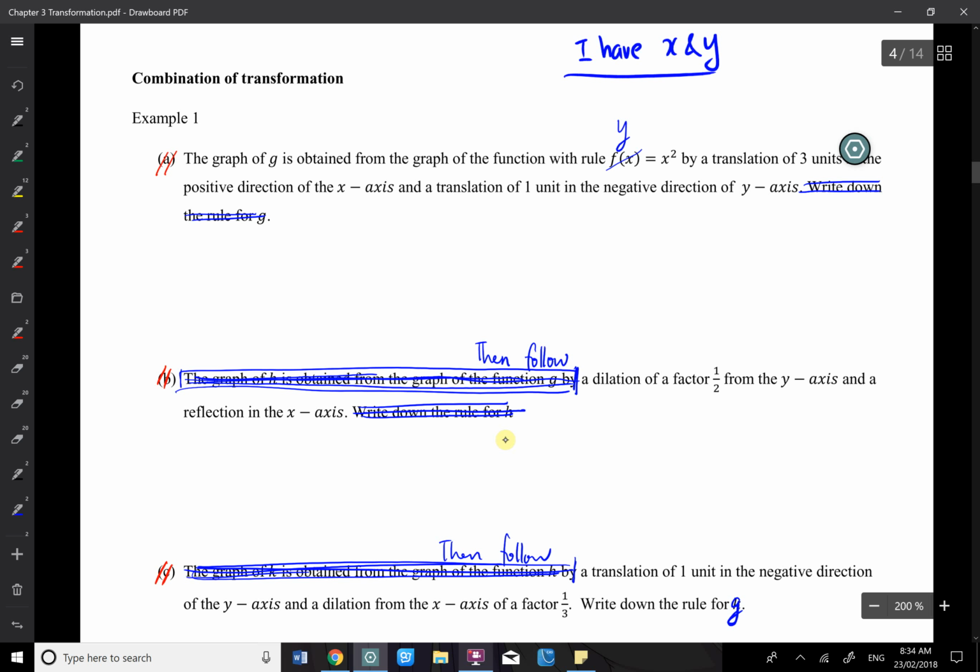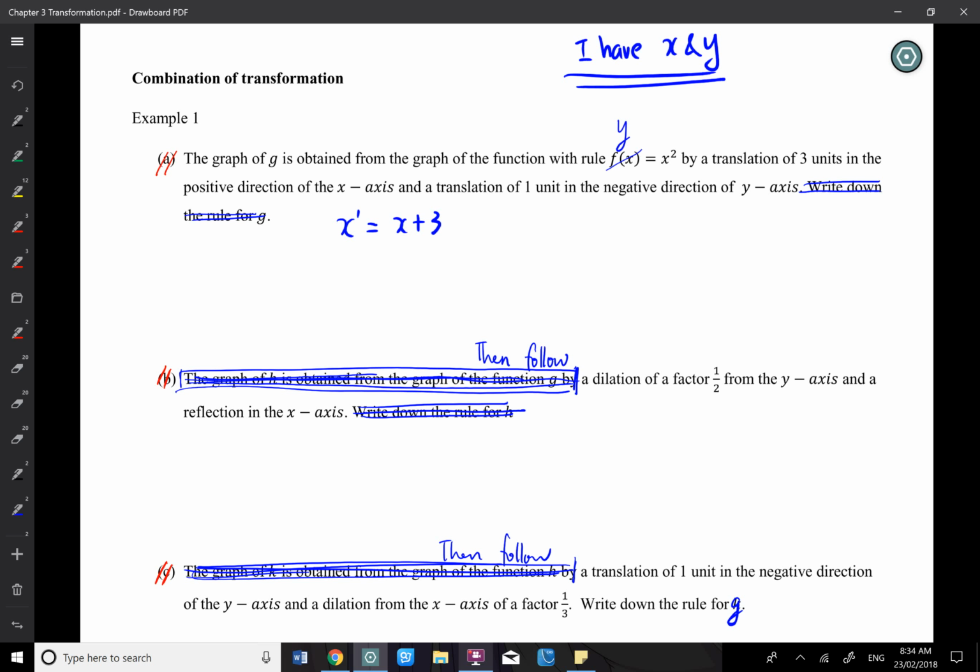So I have x and y. That's the original function. Then it's by a translation of 3 units in the positive direction of the x-axis. So x dash will equal x plus 3. Okay, 3 units in the positive direction of the x-axis: new x equals original x plus 3. And translate 1 unit in the negative direction of the y-axis. So y dash equals y minus 1 in the negative direction.